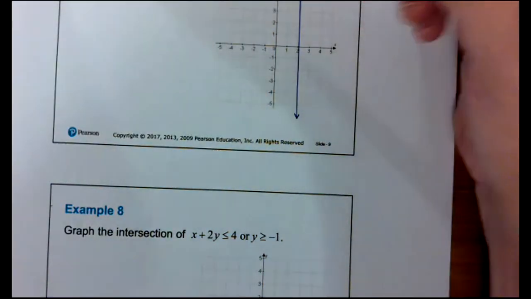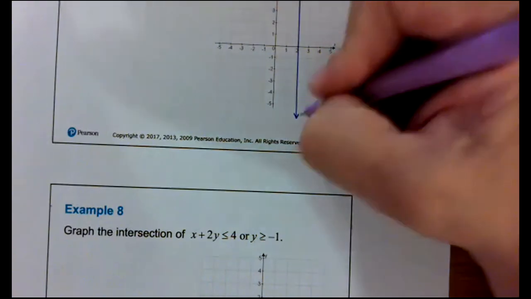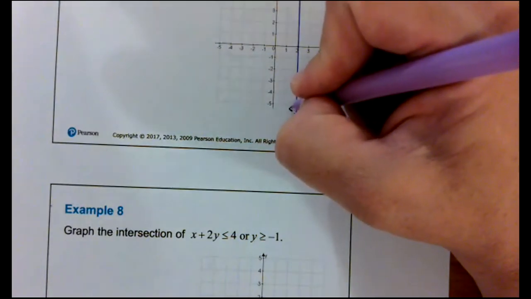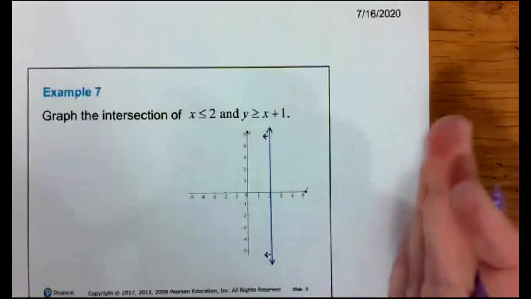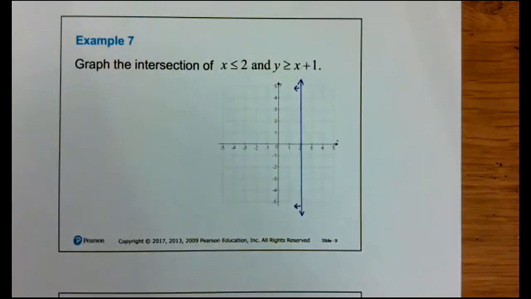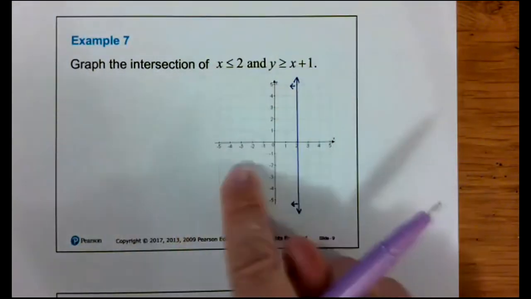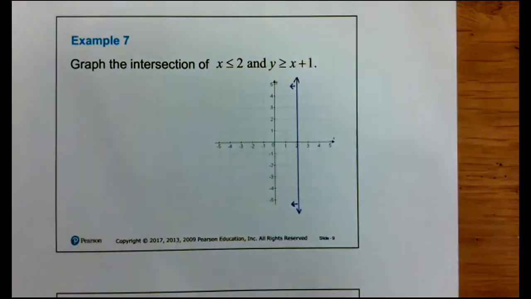And it says x is less than 2. So that means I want to shade this way. I'm shading everything to the left of that line, but we're doing the intersection, so I'm not going to shade it immediately. I'm going to graph this one next.